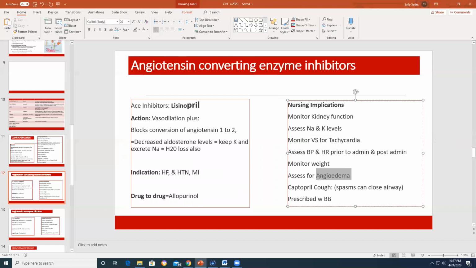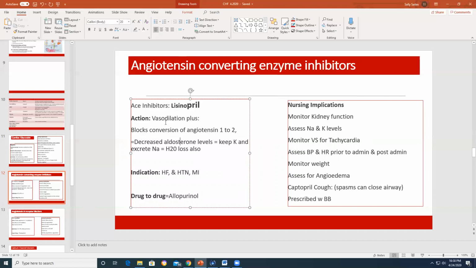We're going to assess for angioedema. That is a side effect. Another side effect, which is very important, is something we call the captopril cough. The ACE inhibitor, it's an easy way to remember it. It's kind of a spasm, it's a dry hacking cough, and it can kind of constrict your airway. If that happens, then they can prescribe an ARB, which is the second line of defense. So from ACE inhibitors, you go to ARBs.